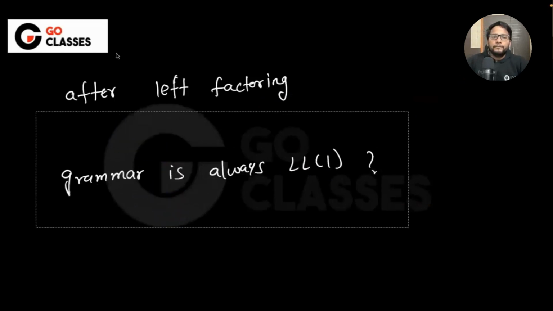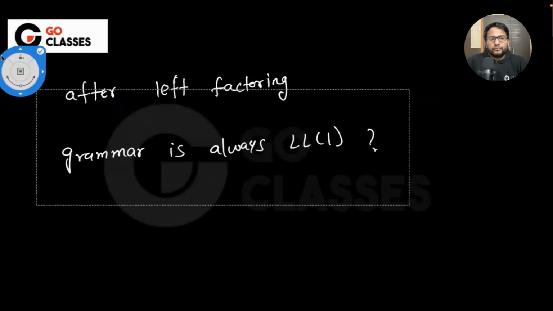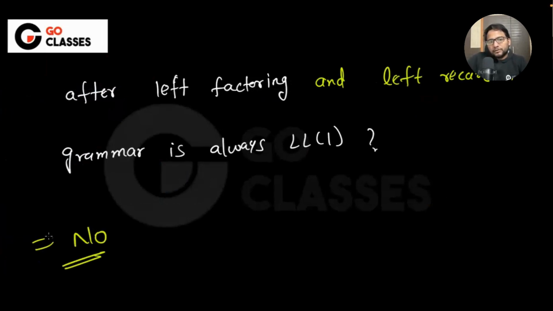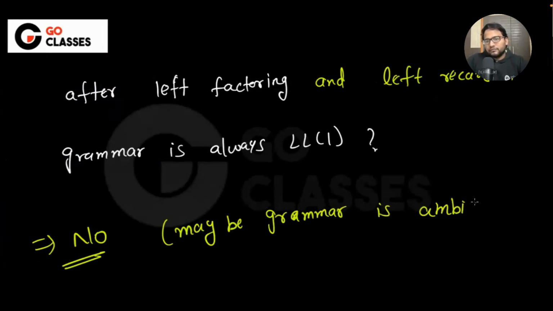No, right? Why? Even after left factoring and removing left recursion, maybe the grammar is ambiguous, right? Can you check if a grammar is ambiguous? Tell me. Is there any algorithm to check whether a grammar is ambiguous?